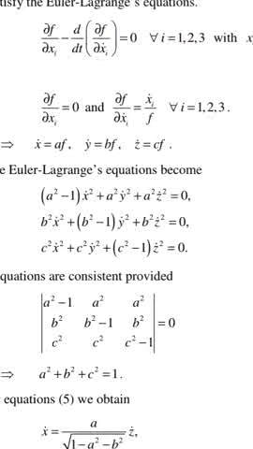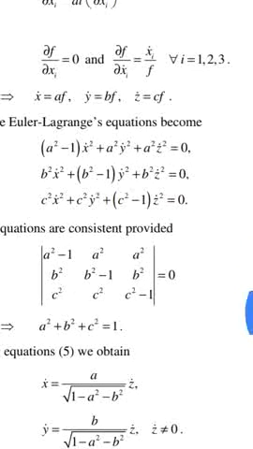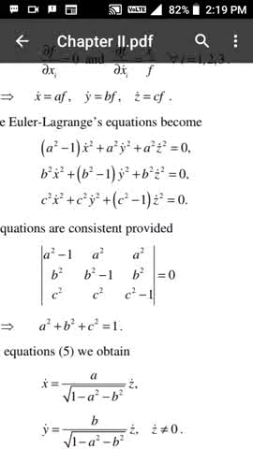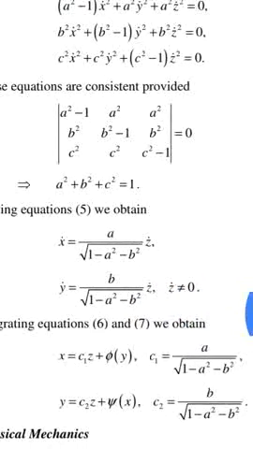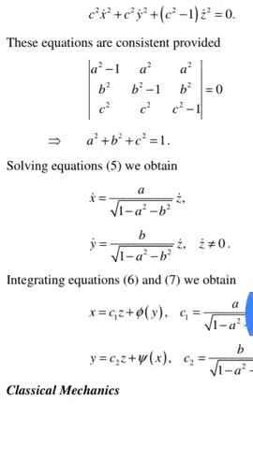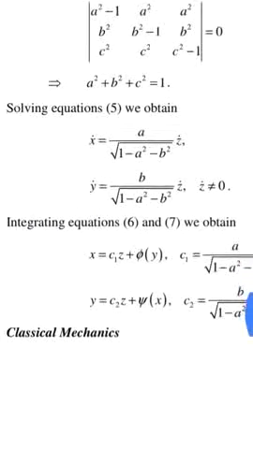Thus, the Euler-Lagrange equations become: a square minus 1 times x dot square plus a square y dot square plus a square z dot square is equal to 0; b square x dot square plus b square minus 1 y dot square plus b square z dot square is equal to 0; c square x dot square plus c square y dot square plus c square minus 1 z dot square is equal to 0. These equations are consistent provided the determinant of a square minus 1, a square, b square minus 1, b square, c square minus 1 is equal to 0, and this gives a square plus b square plus c square is equal to 1.